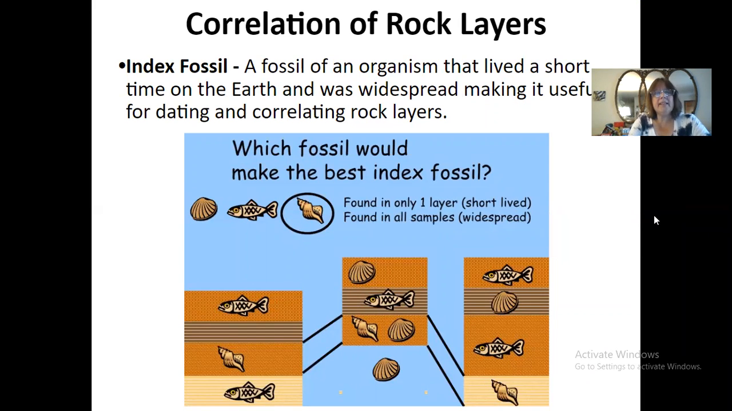We'll also be using index fossils to help match up these rock layers. In addition to the rock type, there are certain fossils that are very helpful in matching up layers that are of the same relative age. An index fossil is specifically a fossil of an organism that lived a short time on Earth and was widespread, making it useful for dating and correlating rock layers. So it's not the way the fossil formed, it's the organism that the fossil is of that makes it an index fossil. It represents an organism that lived a short time on Earth, but over a large area.